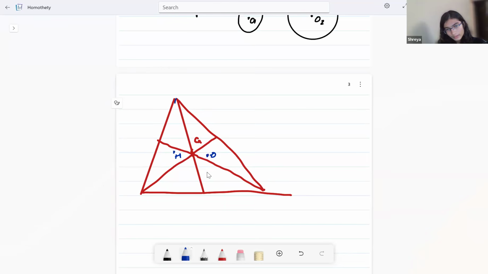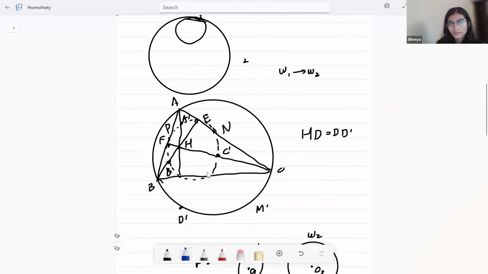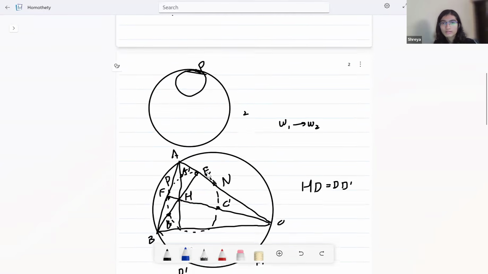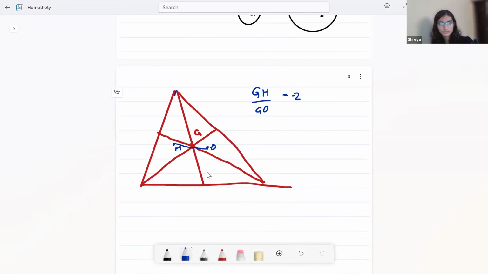Okay, right. So we need to prove that G, H, O are collinear and GH by GO is equal to 2. Or you can look at it as -2 if you want to think about it as directed lengths, which is what we use for homothety. We can also take a negative homothety, where we take B to be on the opposite side. Do you have any ideas for this?